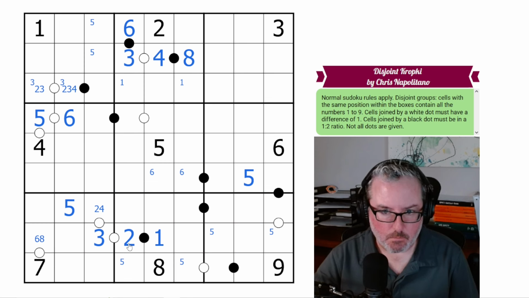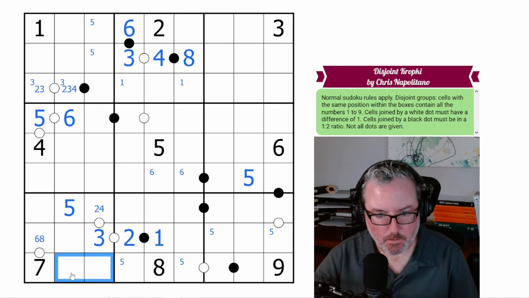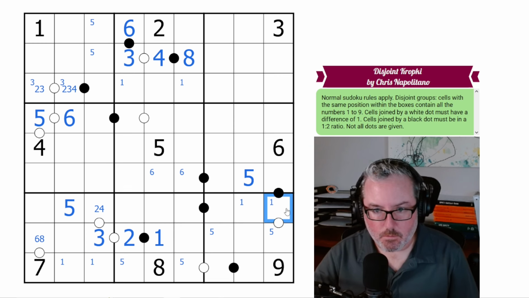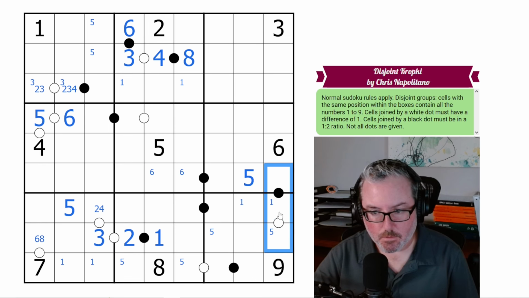What about the 2 or the 1? We don't really have much on the 1 side. We do know, though, that one of these has to be a 1. Therefore, none of these are 1s. And this one can't be a 1 because of our disjoint. So one of these is a 1. If this was a 1, it would force both of these to be 2s. So therefore, this can't be 1. So this is 1.